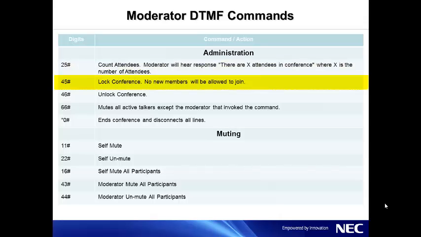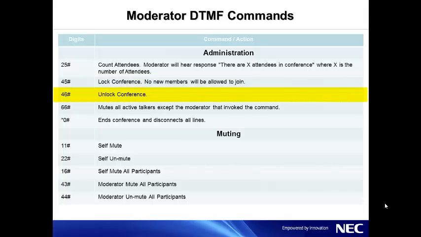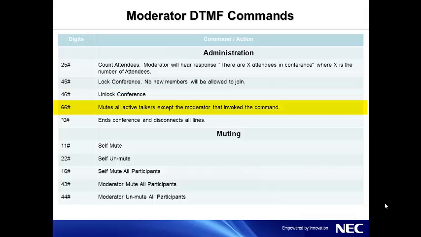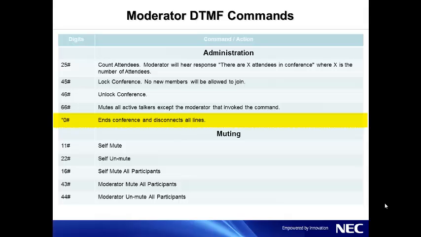The moderator can use 45 pound to lock the conference, which will allow no new attendees to join, and then can use 46 pound to reopen the conference to allow attendees to join. 66 pound mutes all active talkers except the moderator. This is used if there's a noisy line and the moderator wants to discreetly mute that line. Lastly, the moderator can end the conference and disconnect all lines using *0#.